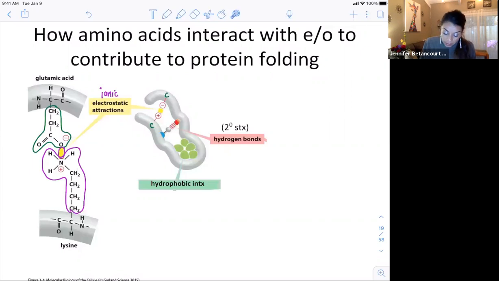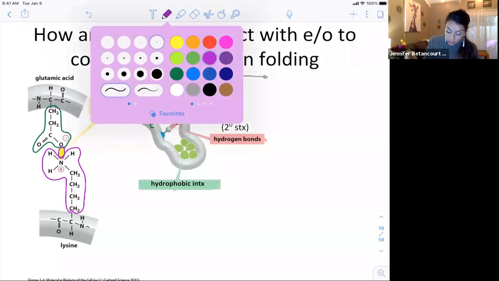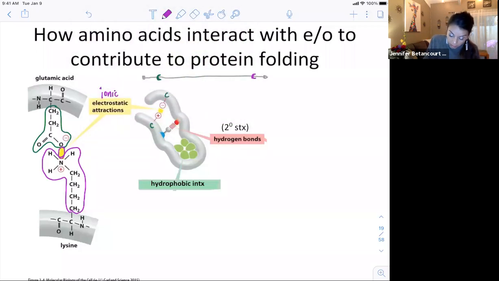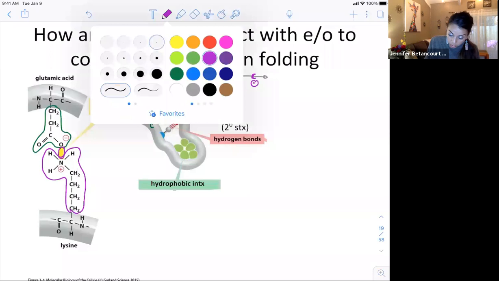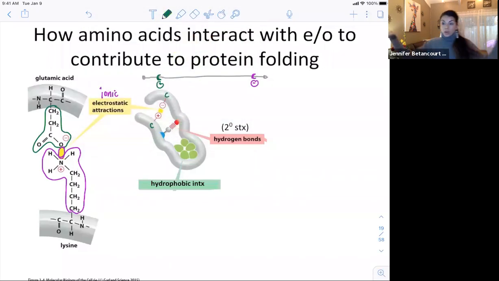And if you look at this, in its primary structure this was a big long linear chain. And so now what you've done is you've taken an amino acid on one side of the chain and an amino acid on the other side of the chain that just happened to be negatively charged and positively charged, and you've brought them together. So you're really creating this structure.